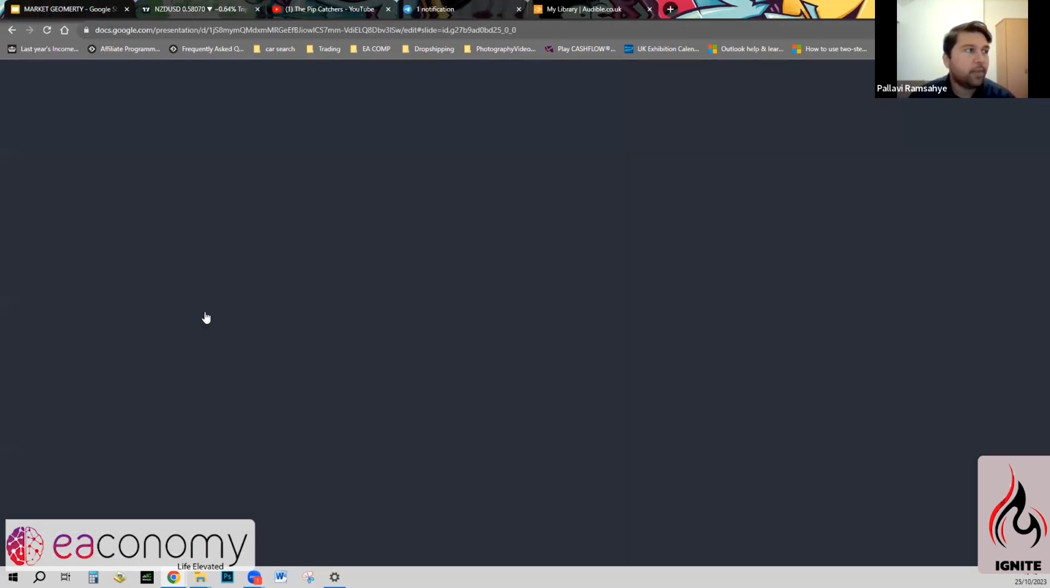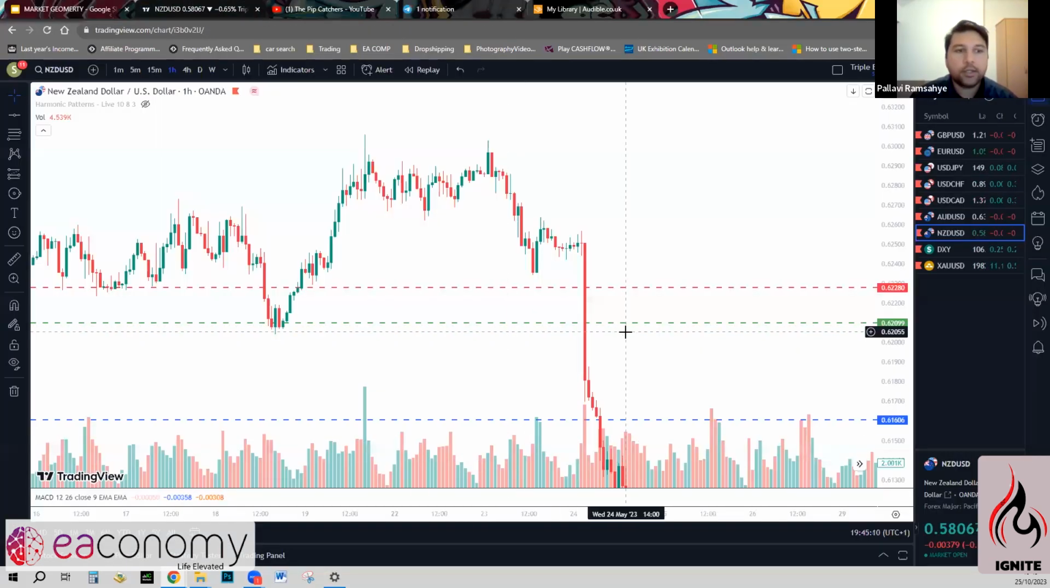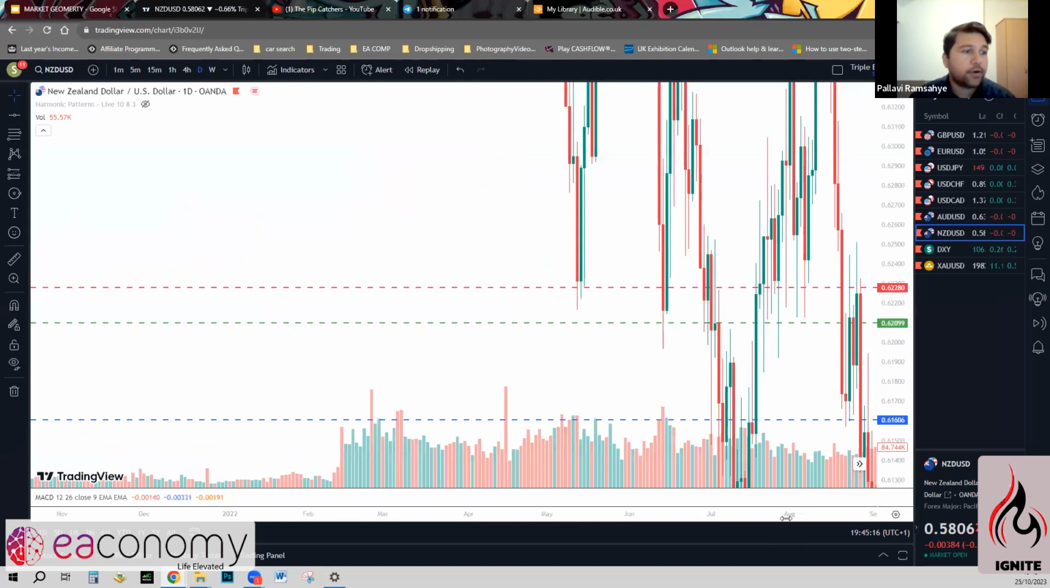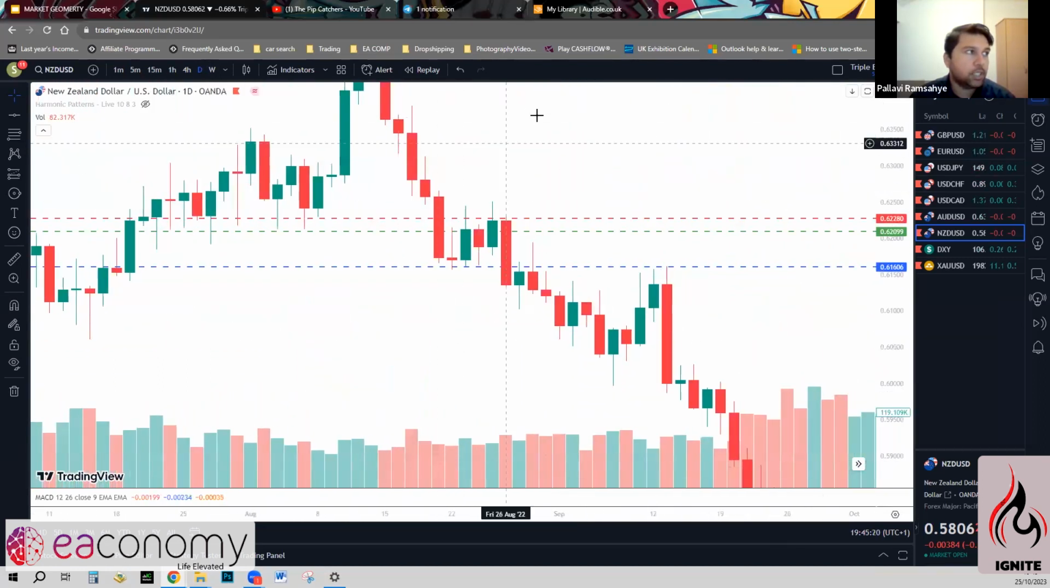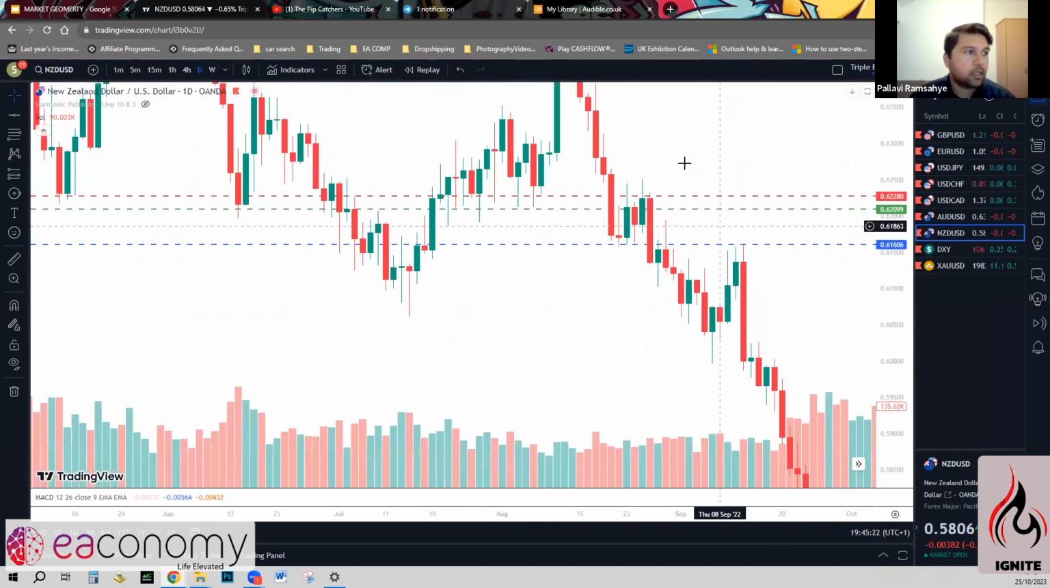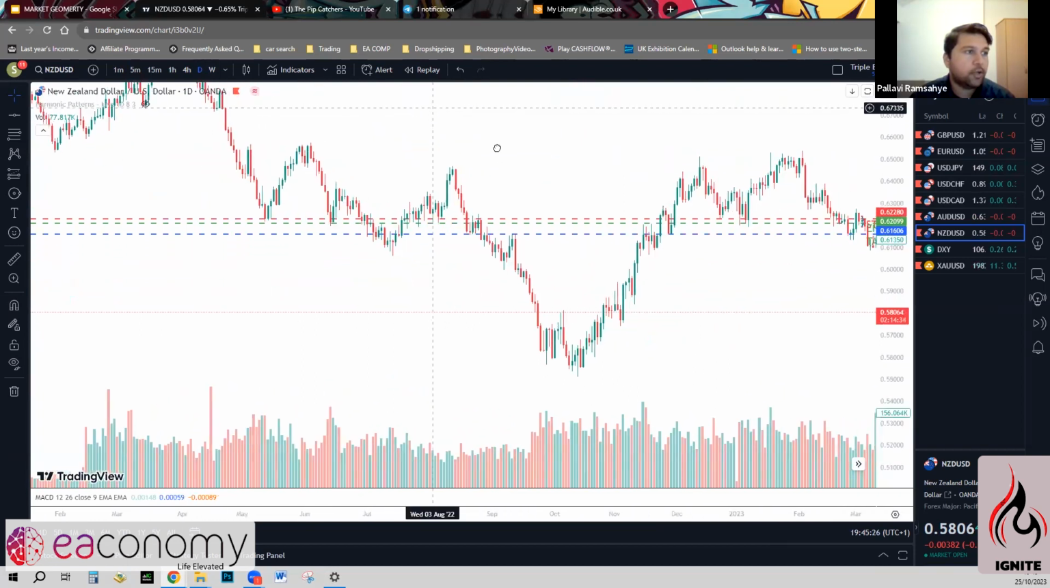And also keep in mind with this pattern, because it is a continuation pattern, when you're looking for these, you want to be looking at which direction the trend is going in. So of course we use the daily, identify the trend first, then you can drop down further.